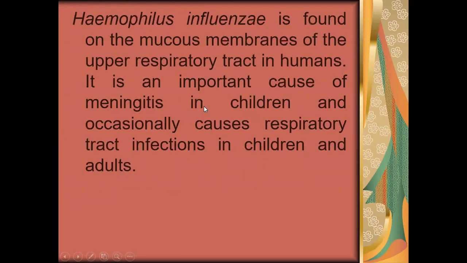Haemophilus influenzae is found on the mucous membrane of the upper respiratory tract in humans. It's an important cause of meningitis in children and occasionally causes respiratory tract infection in children and adults. This bacteria, along with Streptococcus pneumoniae, is the major cause of meningitis in children.